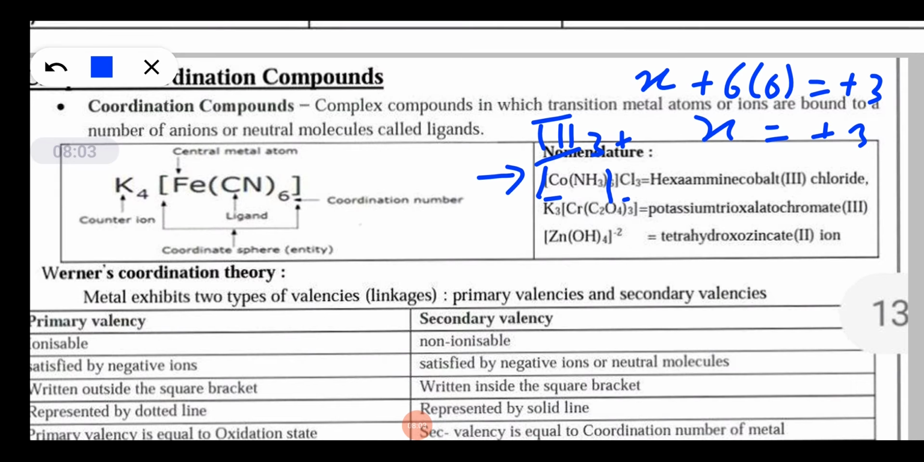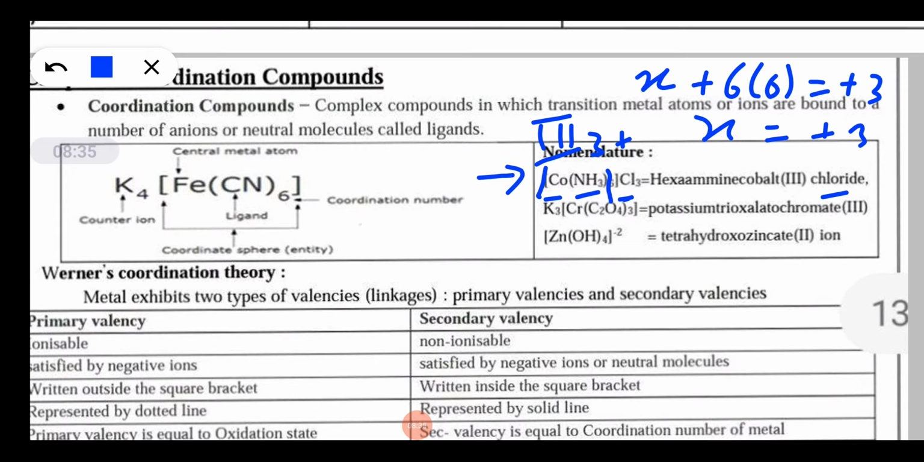Now rule number 1, cation is named first, but there is no cation as a counter ion present here. An anion is present, so anion is always named at the last. Here you can see chloride is named at the last. Now the second step is to have a look at the ligands. If it is a homoleptic ligand, only one type of ligand is there, no issue. But if it is heteroleptic, a complex in which more than one type of ligand is present, then you have to arrange these ligands in alphabetical order.